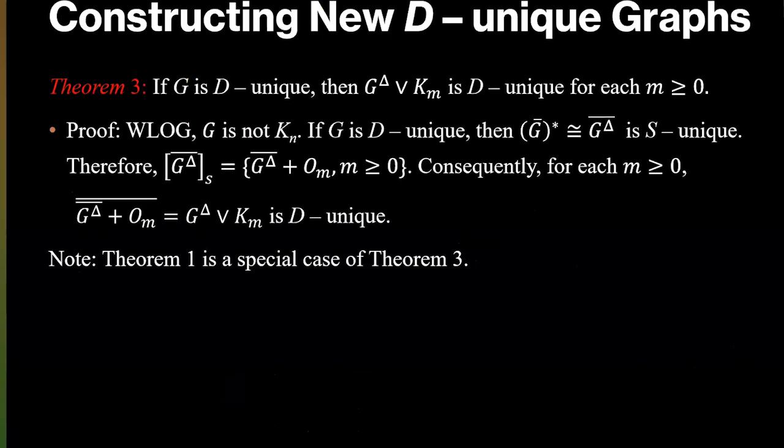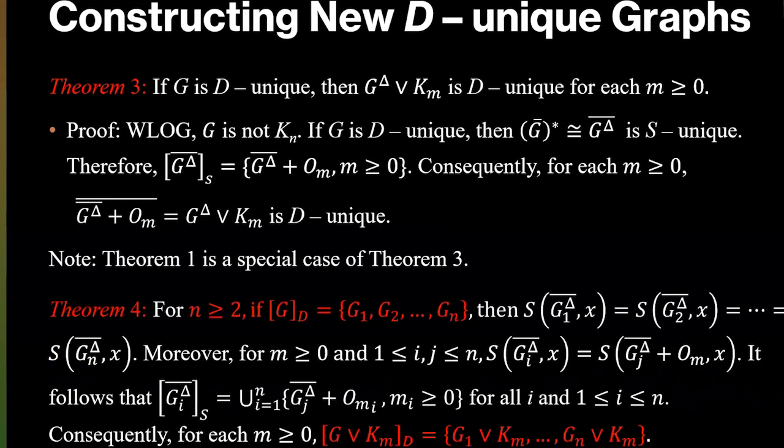So now we are able to get our first main theorem. If G is D-unique, then G delta joined with K_m is D-unique for every m. The proof is actually quite straightforward and short. A good implication is that Theorem 1 that we saw at the beginning is now a special case of this Theorem 3.